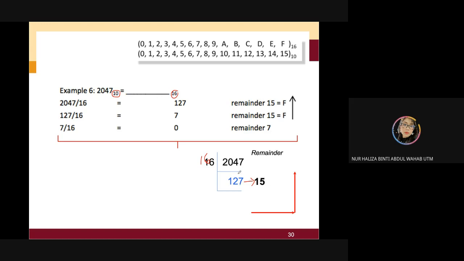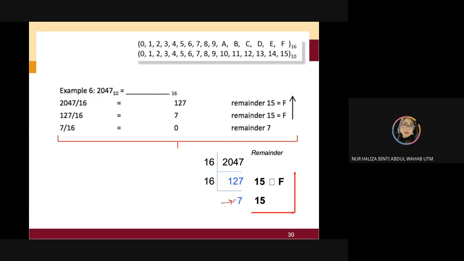And this one can still be divided. So you will continue to divide by 16, and you will get 7 times 16. What is your remainder? It will be 15 also. And you cannot divide anymore. That's why you will just stop here, because 7 cannot be divided by 16. So you will stop. After you stop, this is also your remainder and this is the answer.